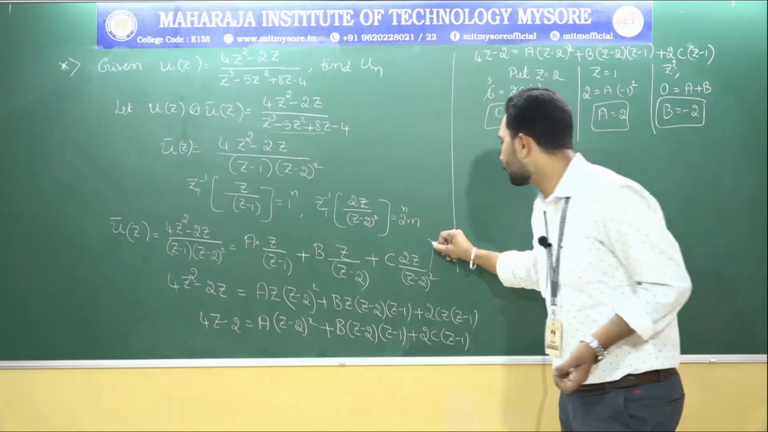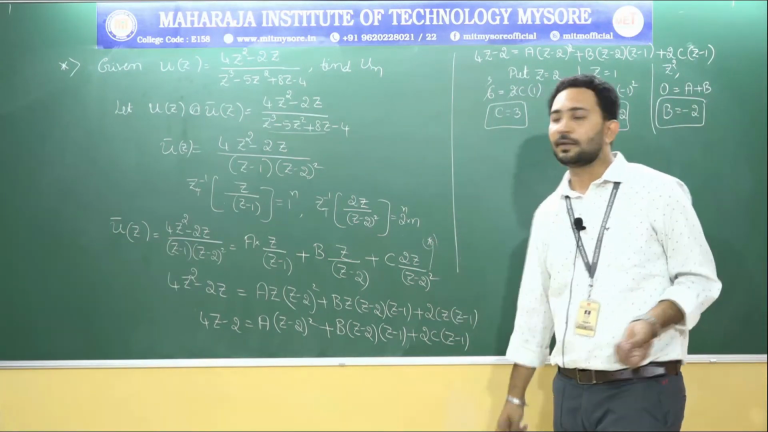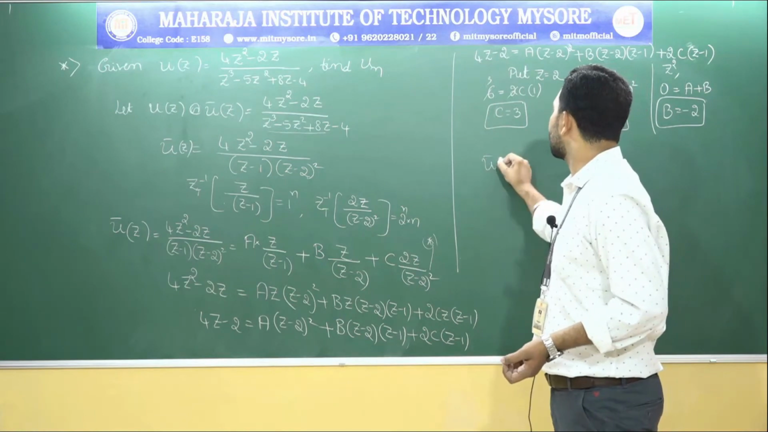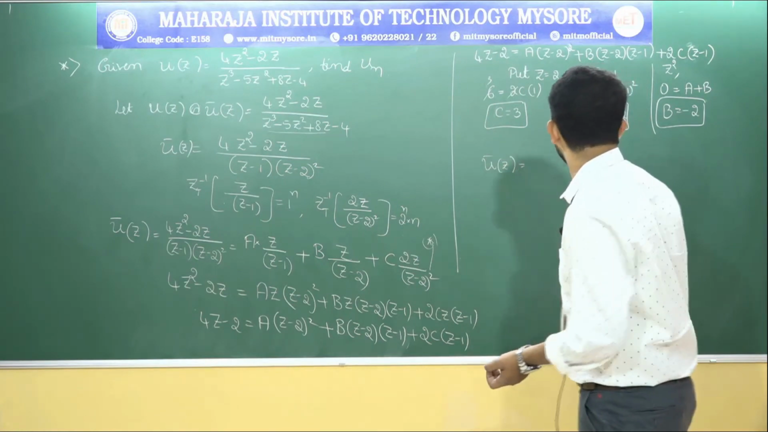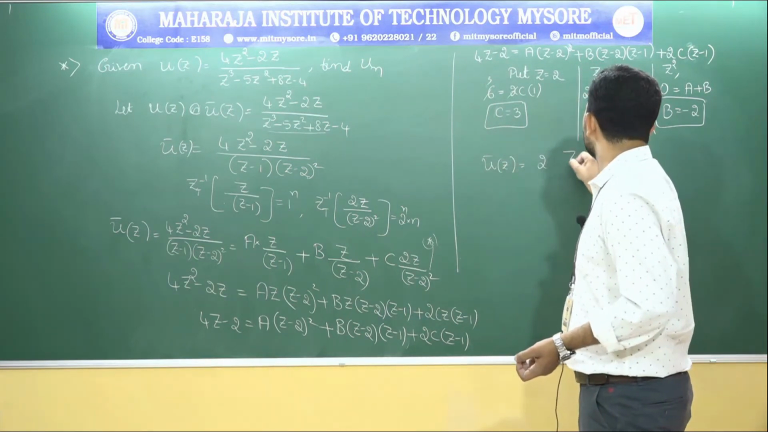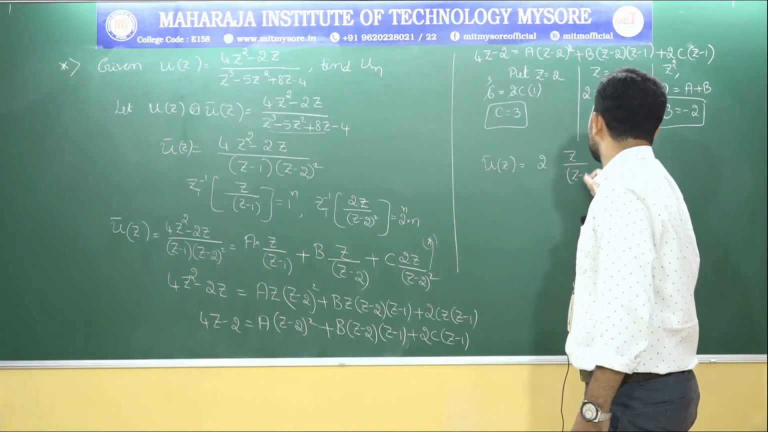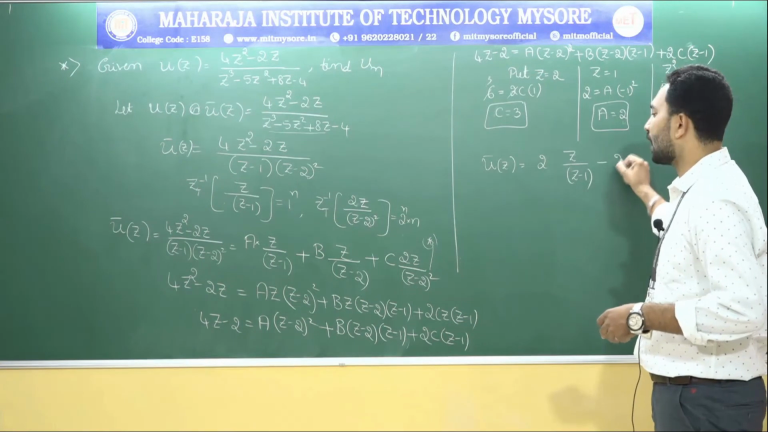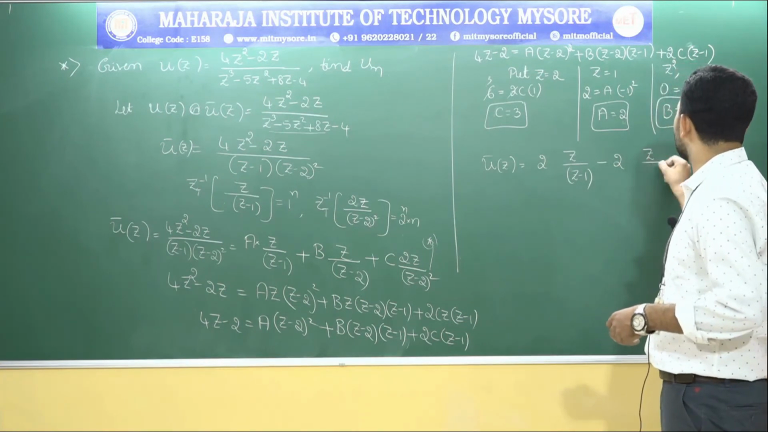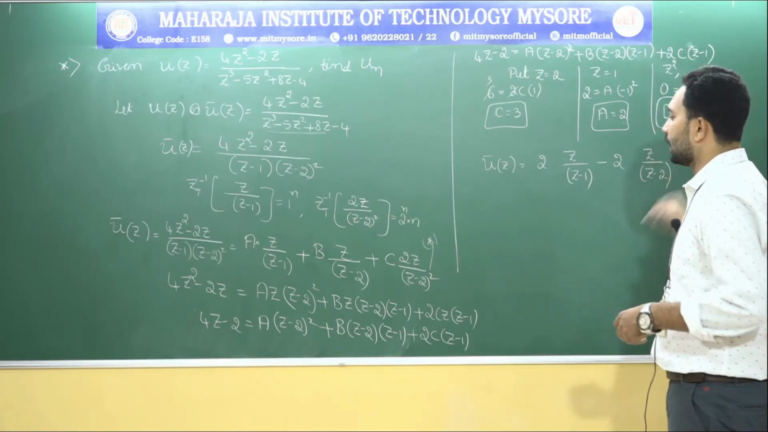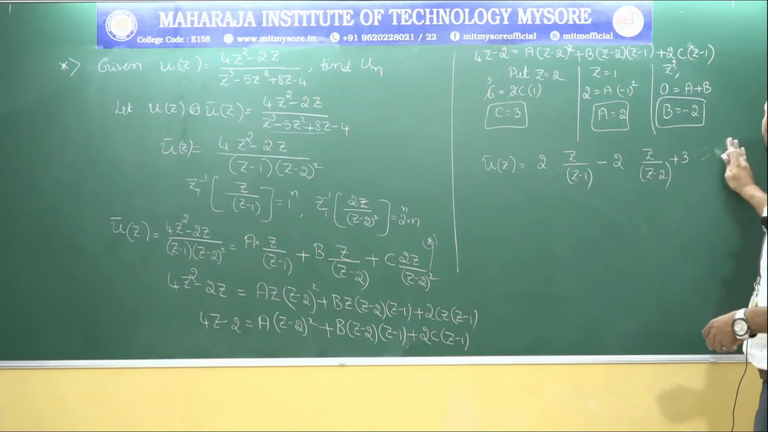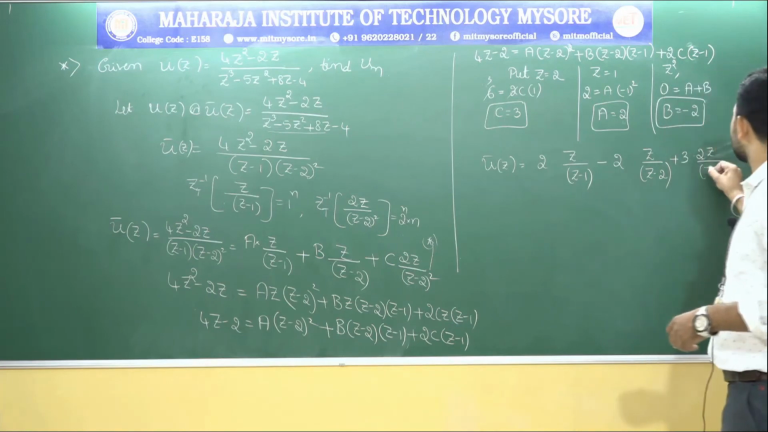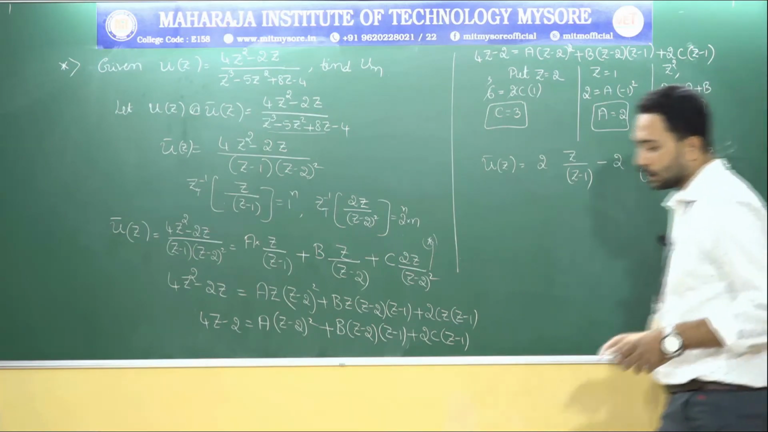So substitute those values into star, we'll get U bar z equals a, it is 2 into z divided by z minus 1. Next, b value minus 2 into z divided by z minus 2, plus c, 2z plus 3 into 2z divided by (z minus 2) whole square.